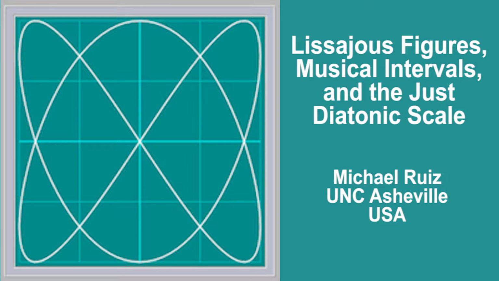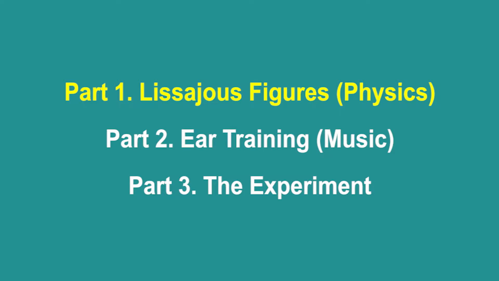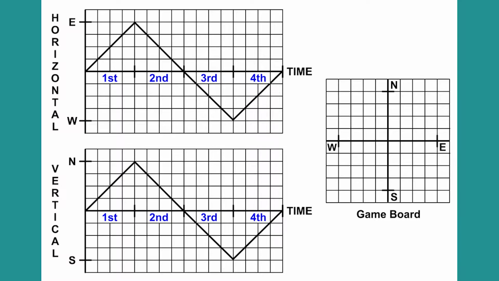This demonstration uses Lissajous figures from physics and an interval recognition technique from music to determine frequency ratios for the just diatonic scale, or scale of just intonation. First, we introduce Lissajous figures as a game.